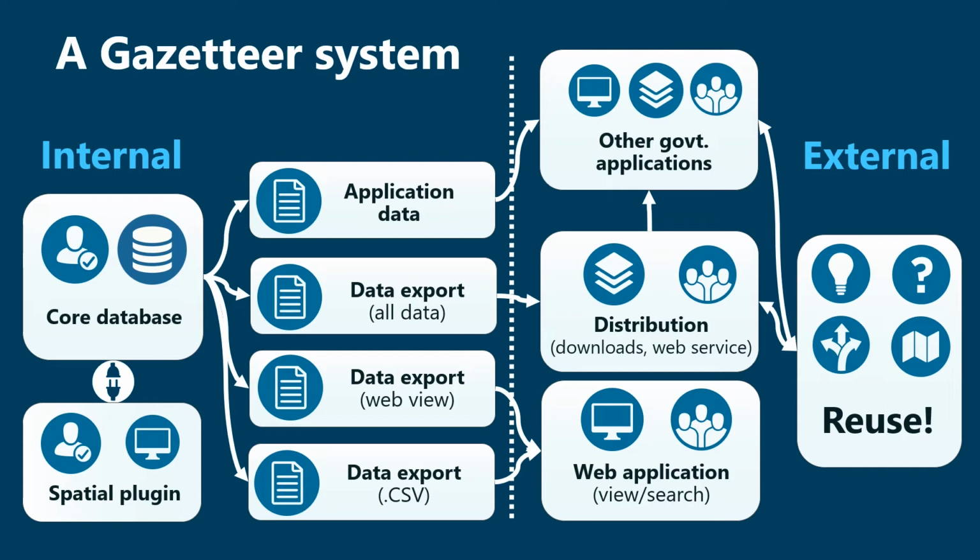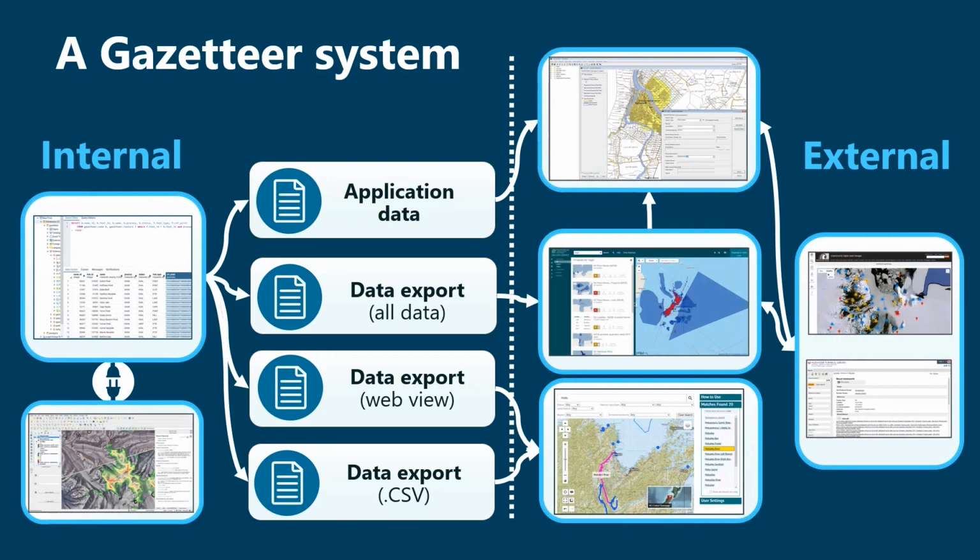On the left, the internal parts of the system are comprised of a relational and spatial database integrated with a GIS platform, and on the right, external users mostly see the Gazetteer as the web viewing application, where they can make basic inquiries like, is the name official? What does it mean, and where did it come from?